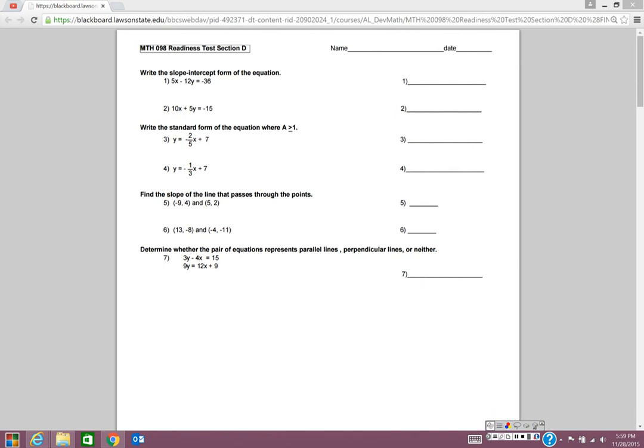Number 3 says write the standard form of the equation where a is greater than or equal to 1. Now let me go over a few rules with standard form. So here are the rules, write them down. Standard form is ax plus by equals c. So unlike the slope-intercept form, as you can see, x and y are on the same side.